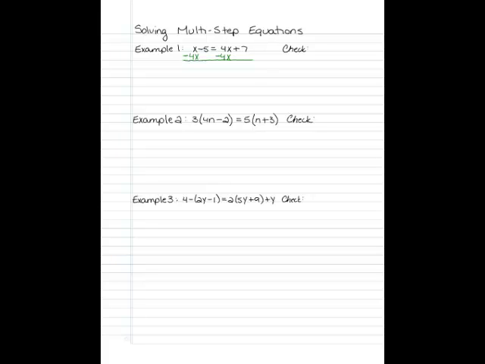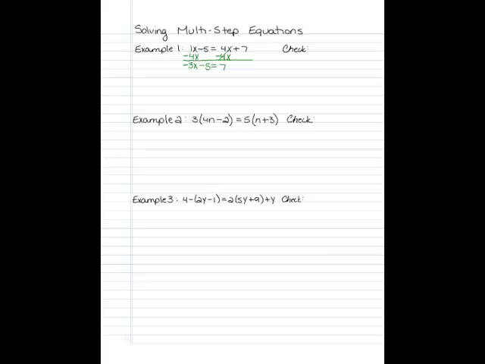Now, in order to do this, we are going to be combining like terms in a sense. We have 1x minus 4x. That gives us negative 3x minus 5 equals 4x minus 4x cancels and leaves you with 7. Now we're left with a two-step equation. We have negative 3 times x minus 5 equals 7.